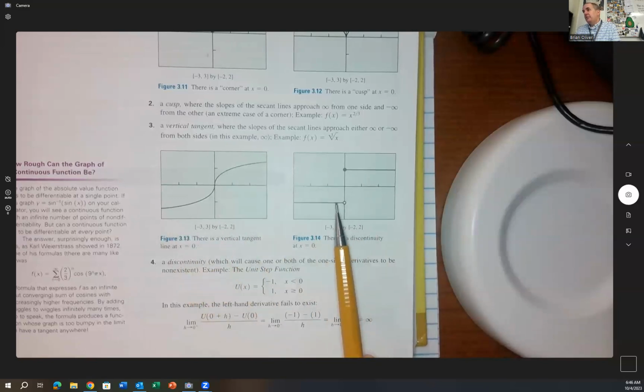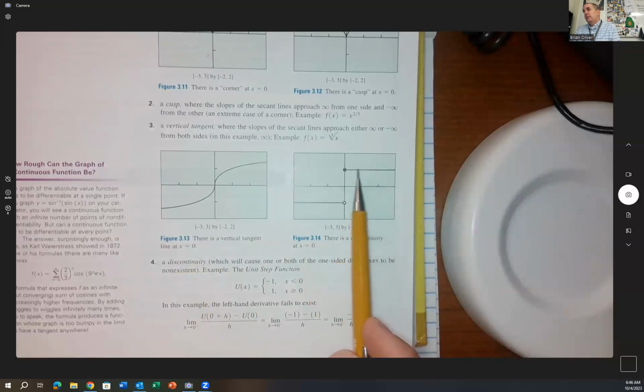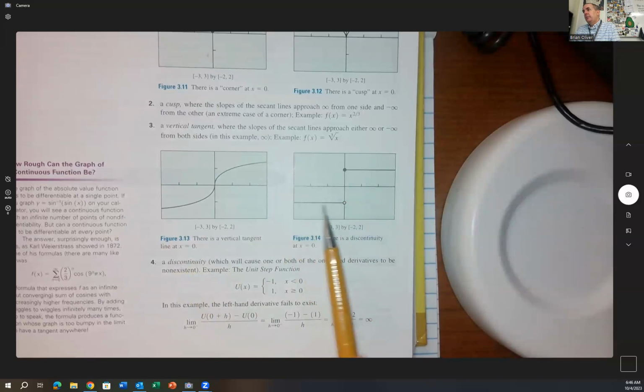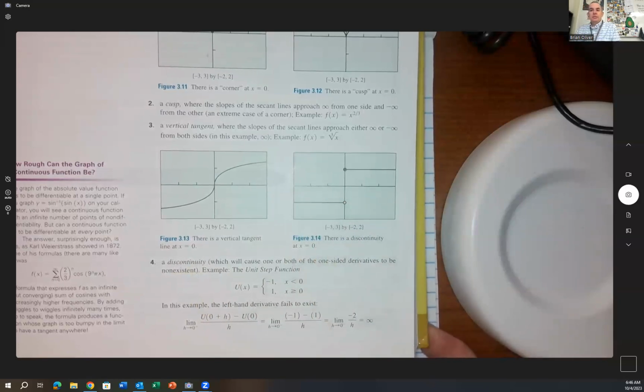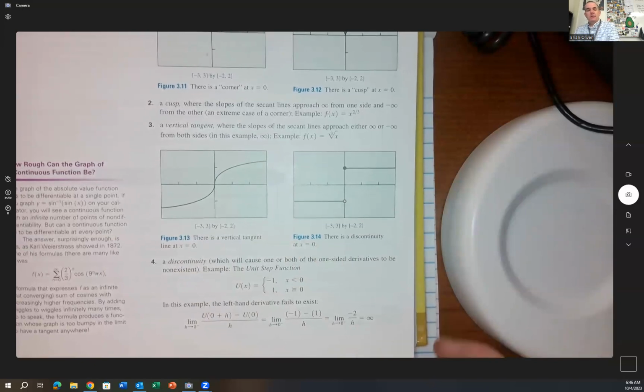And then the last idea of non-differentiability is a jump. There's a discontinuity here where the value of the slope approaches 1 from the right, but it's approaching -1 from the left. So those two are not the same, and that wouldn't have a derivative at that point. So that's the idea of differentiability.